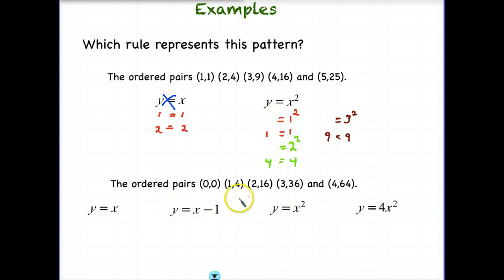Okay, let's try this last one. We have these ordered pairs. Which of these rules is going to work? Now remember, once it doesn't work for one of the points, we can scratch it off. It won't work. All right, let's try this first one.